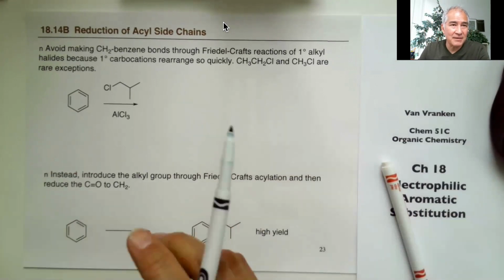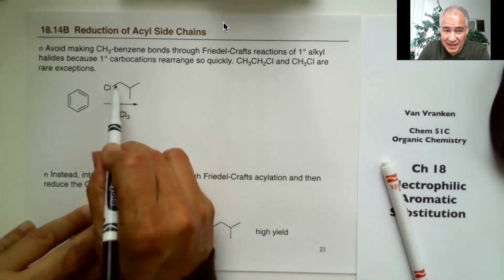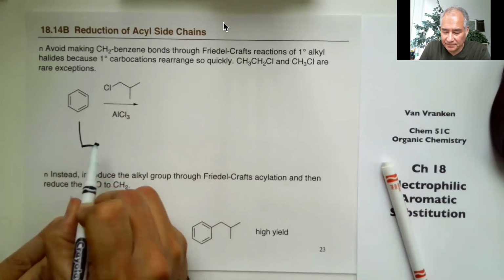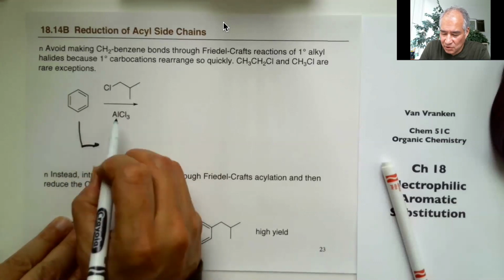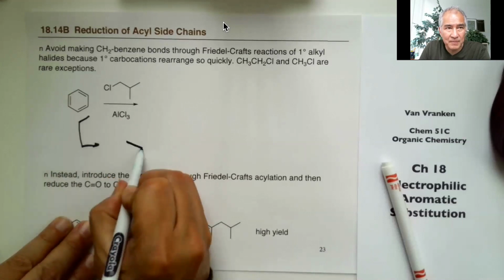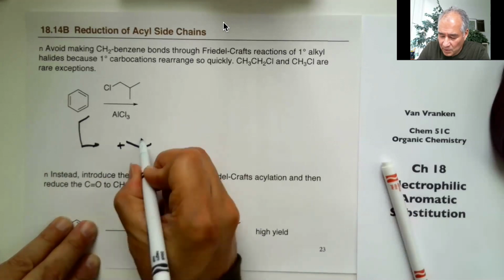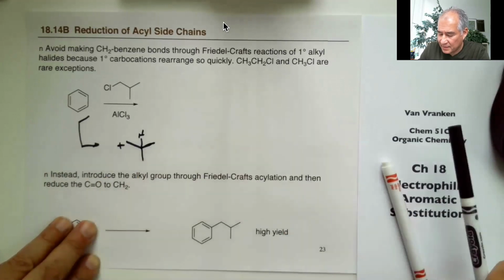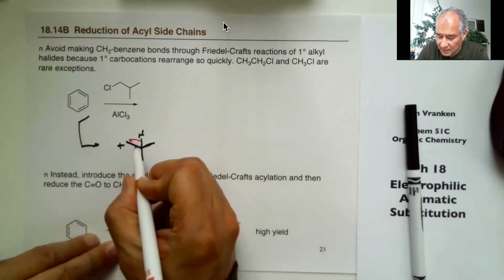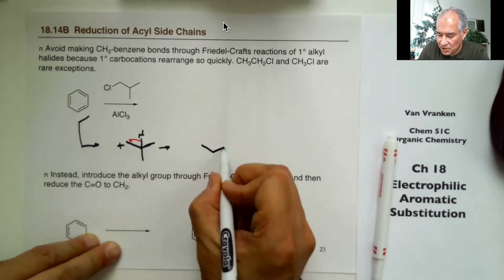Okay, so I gave you this example where you couldn't do a simple Friedel-Crafts reaction on this, because if you try to do a Friedel-Crafts reaction on this, this combination of aluminum trichloride, it's not really the benzene ring, but when the aluminum trichloride pulls off that chlorine atom, this rearranges so quickly, faster than any benzene ring can attack. It instantly rearranges to give you this tertiary carbocation.